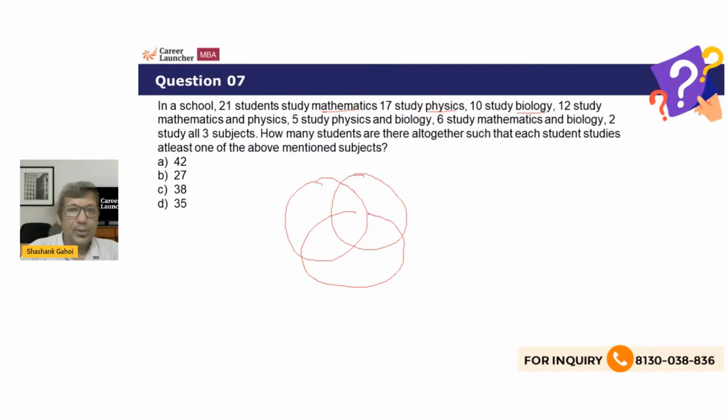It says mathematics. Then we have physics. Then we have what? Biology. Mathematics is what? 21. Physics is what? 17. Biology is what? 10. 12 study mathematics and physics. Okay. It's not saying only like the previous question.